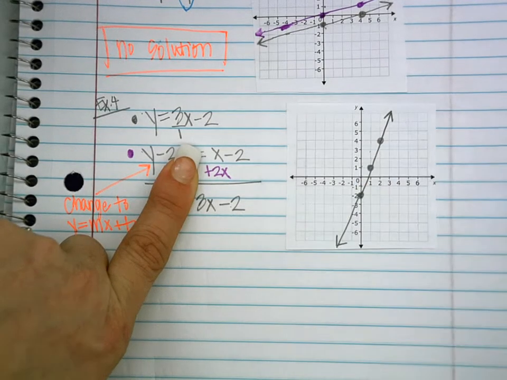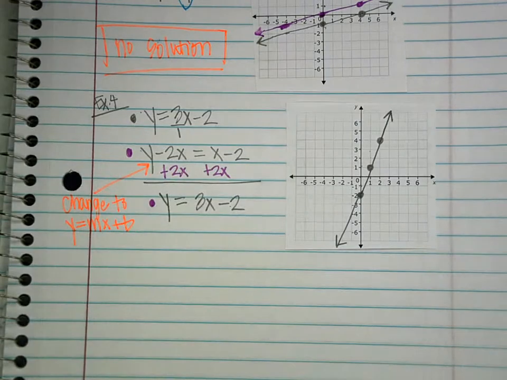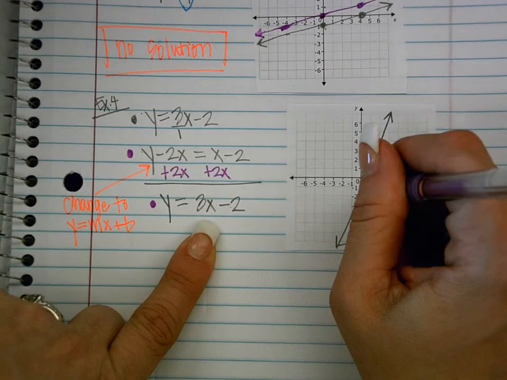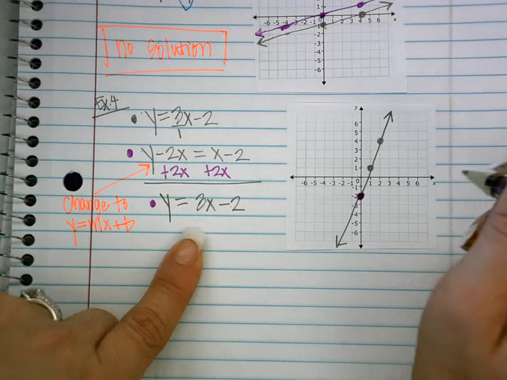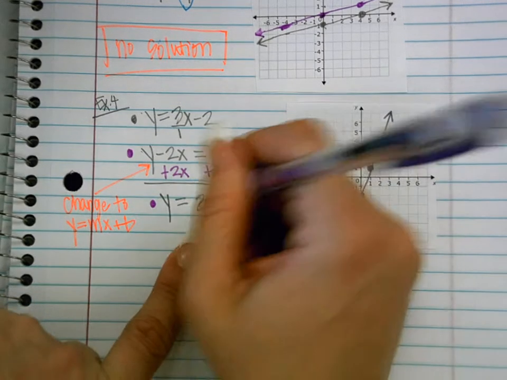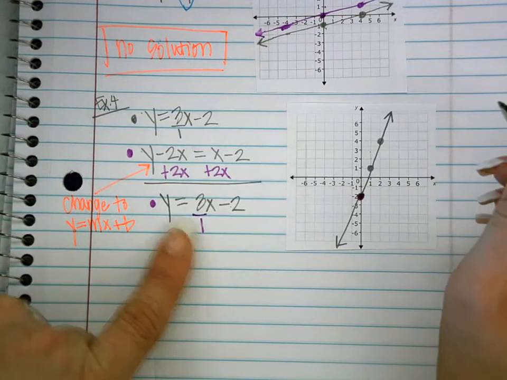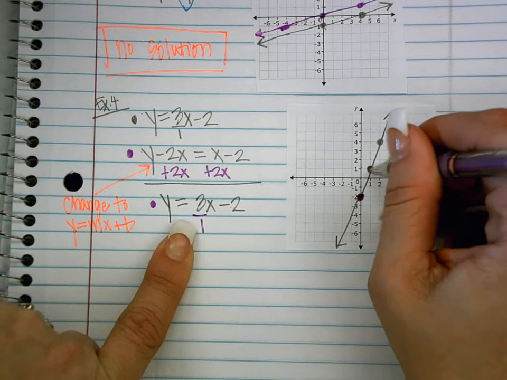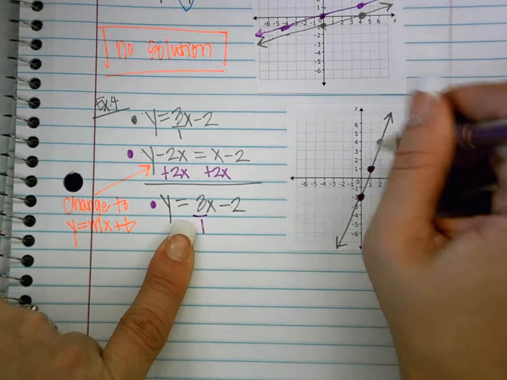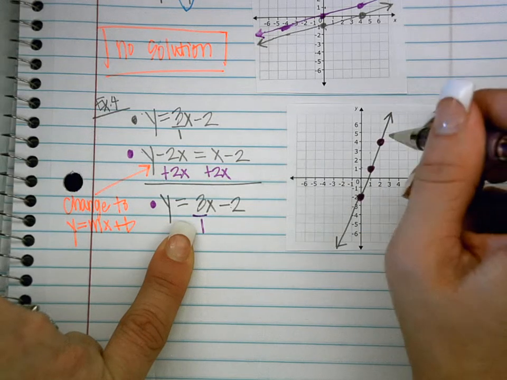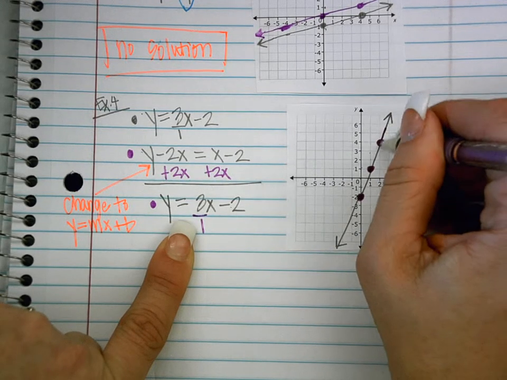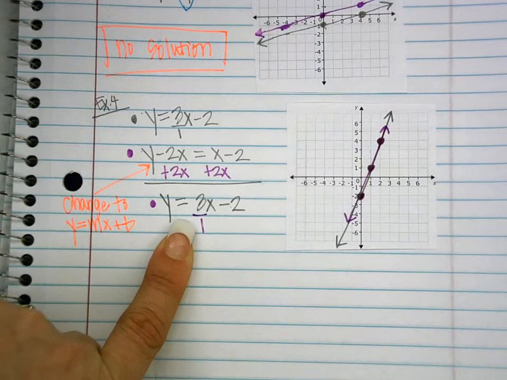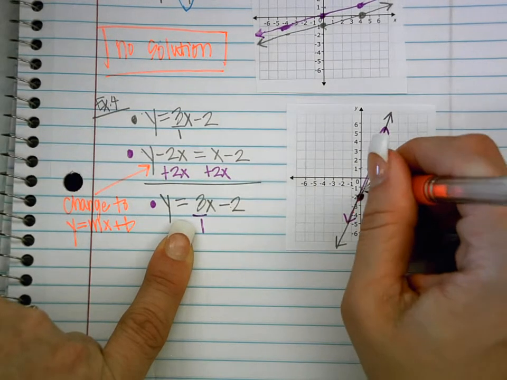Now let's draw the purple one. Where should I make my first point? -2. How do I move for the purple one? Up 3 and over 1. And another up 3 and over 1. What are we noticing? It's the same line. So how many places do they cross? Infinite. They cross here and here and here and every place.